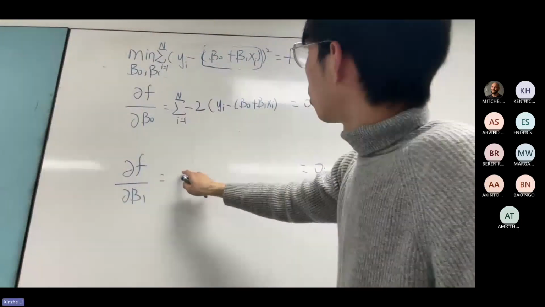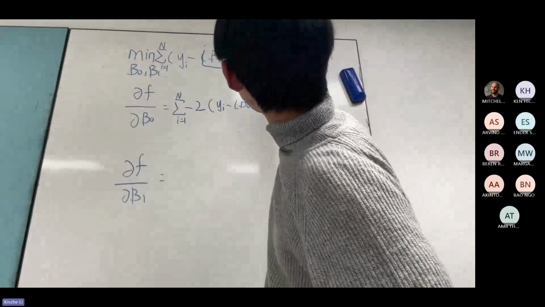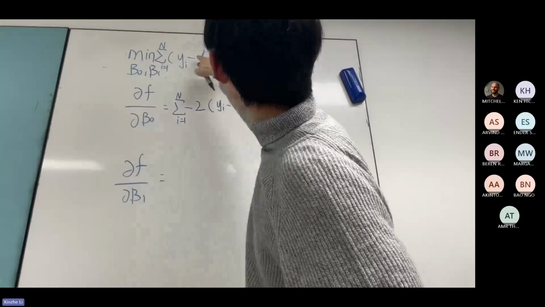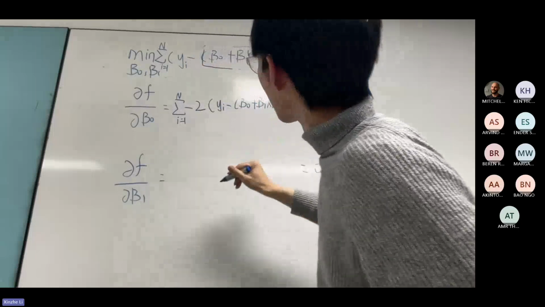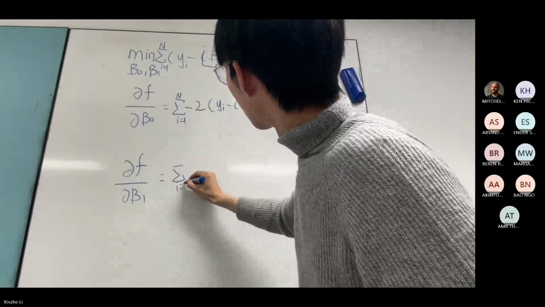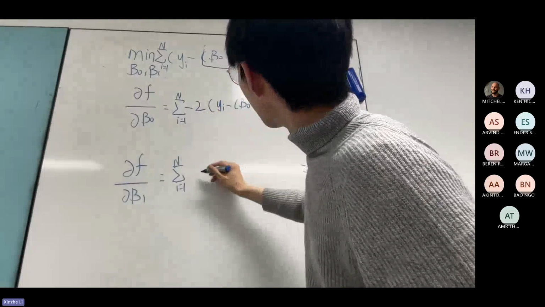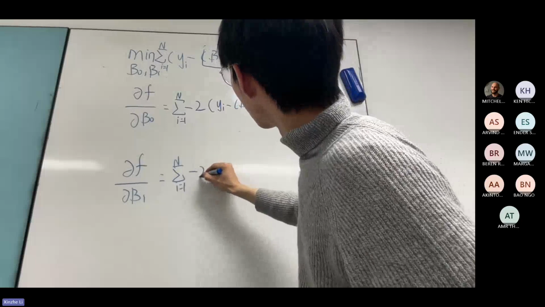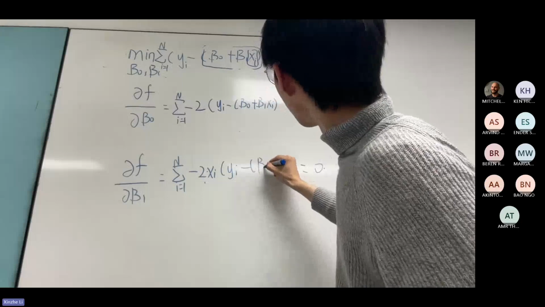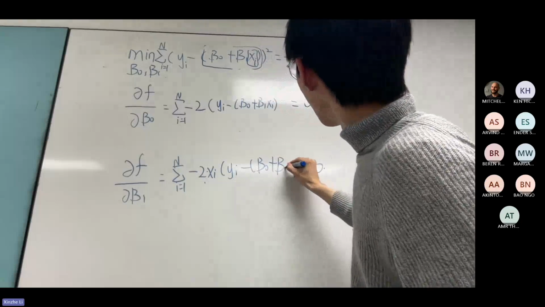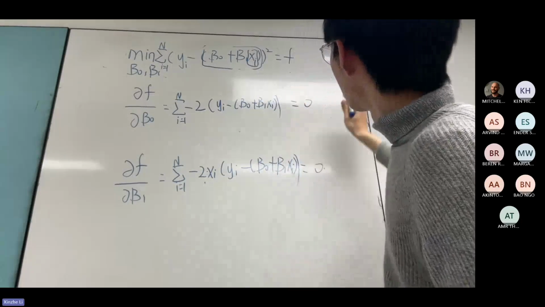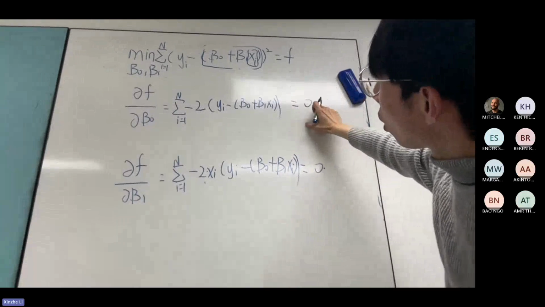And now for this one, it's the same thing. The only thing different is we have a different constant. Here the constant is -1, here the constant becomes minus xi, right? So I put minus xi here. We still need the 2, right? So minus 2 xi (yi minus (beta 0 plus beta 1 xi)).